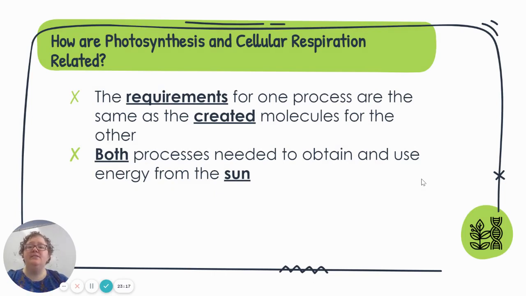So these two processes are very closely related. If you notice, the requirements for one process are the same as what's created for the other, right? The reactions are opposites of each other. Both of those processes are needed in order to obtain and use energy from the sun. So because the sun is the ultimate source of energy, we need both processes in order to get that energy, create it into food, and ultimately get a source of energy we can use in animals and in plants, right?